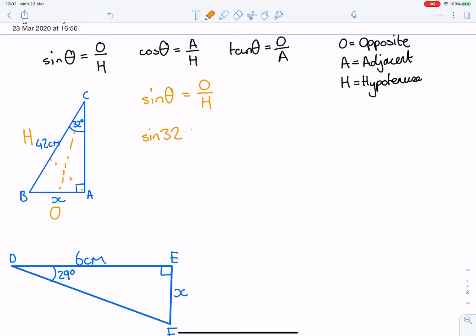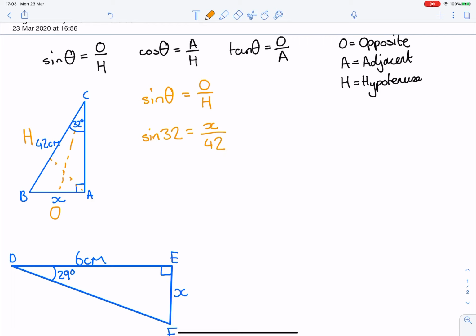So sine 32. If I say cosine or tangent or sine, they've just been shortened to sin, cos and tan. So sin is short for sine, cos is short for cosine and tan is short for tangent. So sin 32 is opposite, which is x, divided by the hypotenuse, which is 42.